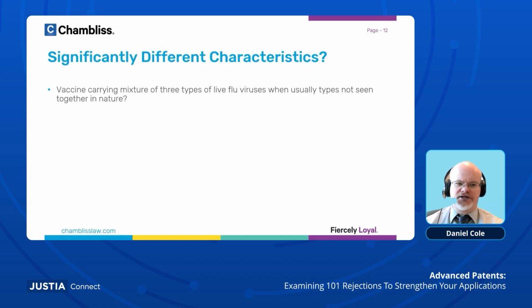We're going to carry a mixture of 3 different types of live flu viruses. These types are usually not seen together in nature. If all you have done is put these 3 types together that are not together seen in nature, you've really only done the Parker v. Flook thing that I mentioned. This is likely not going to be significantly different than in nature, according to the courts. So you're going to run into problems with the 101 exception.